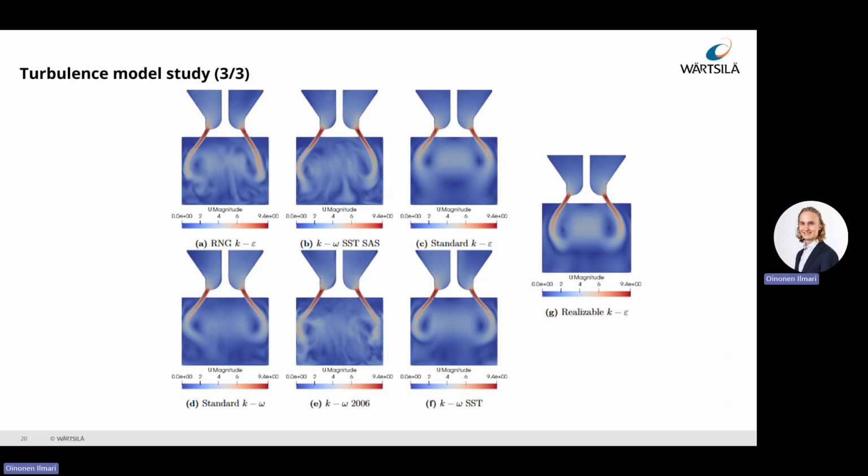Here are some instantaneous velocity fields again, and the other models seem to function as expected, but the k-omega 2006 had much more fluctuation than expected, and it could be that the model didn't function correctly in this case, which also could explain the poor results.